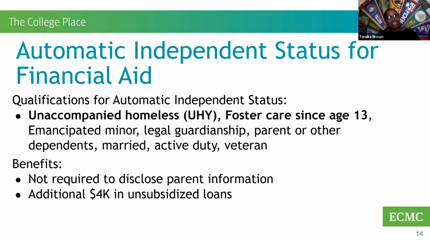So just as a reminder, that status is made available to students who are unaccompanied homeless youth, not youth who are accompanied by an adult, but unaccompanied homeless youth, and those who are in foster care since the age of 13. Those students are not required to disclose any parental information, and they get an additional $4,000 in unsubsidized loans in their financial aid package.